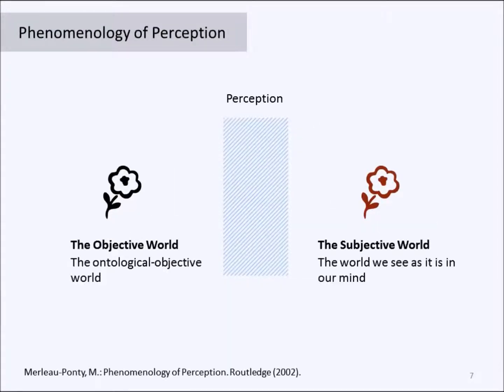The phenomenology of perception is a very popular philosophical theory that is adopted by cognitive scientists and also psychologists. This theory is proposed by Merleau-Ponty. He argues that human beings build the subjective world by actively living in the objective world. But we need to notice that these two worlds cannot be separated. There is a fine layer that connects these two worlds, which is perception.